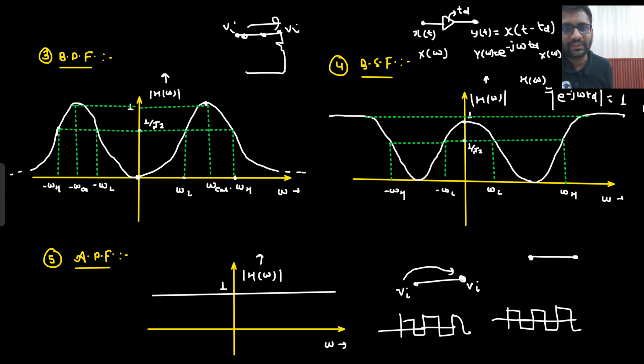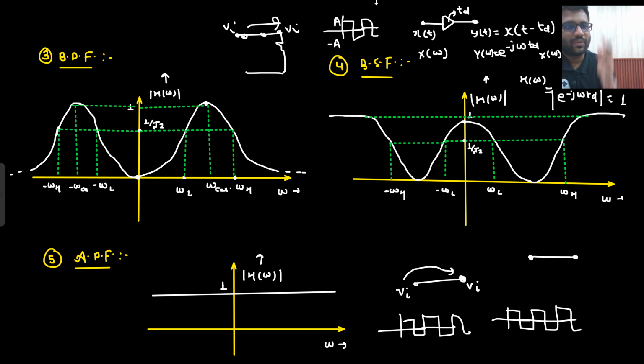It is passing all the frequencies. But an all pass filter can be used to introduce some delay in a particular signal. If I want my square wave to be delayed by some amount, what can I use? I can use an all pass filter which will give me a gain of 1. That means this 1 should not be changed. This gain a and this gain minus a should not be changed.